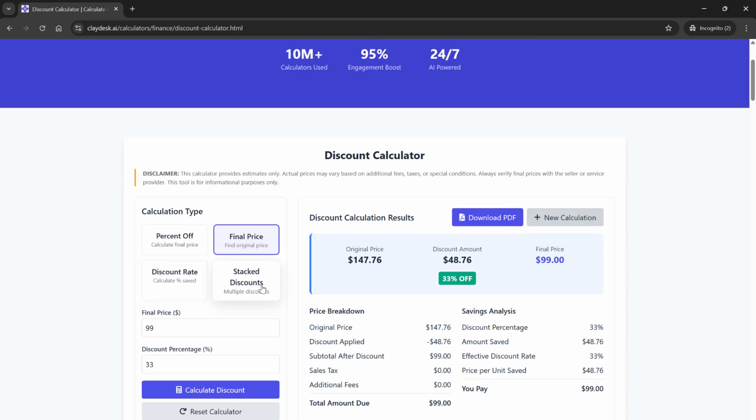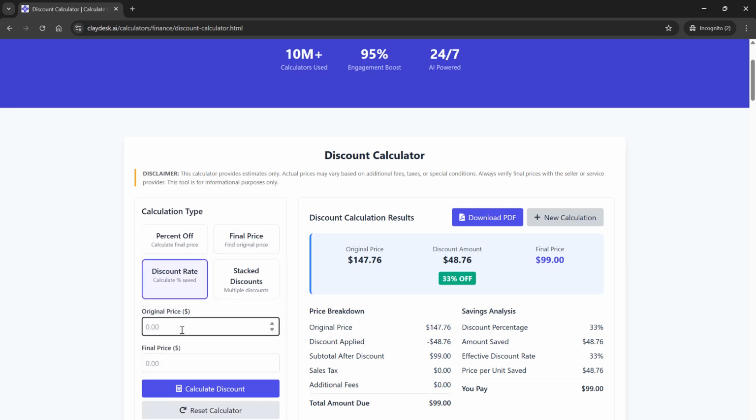And you can use the stack discounts, and you can use the discount rate. For example, if the original price is $99 and the final price is say $89, and I'd like to find out what the discount rate is, I can simply calculate that as well. So this is 10.1% off of 99, which was the original price, and then of course the final price is $89. So my discount is 10%.